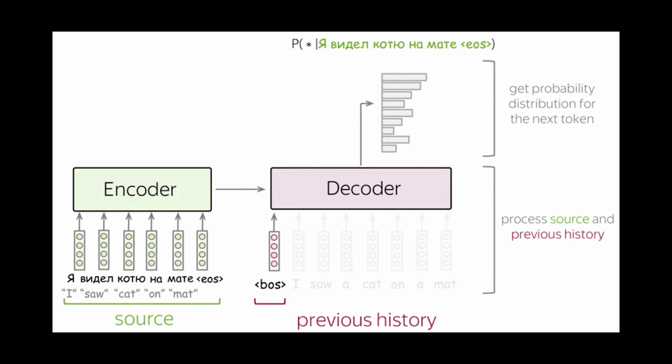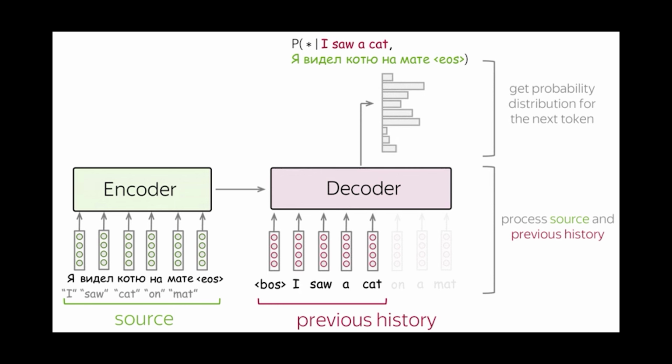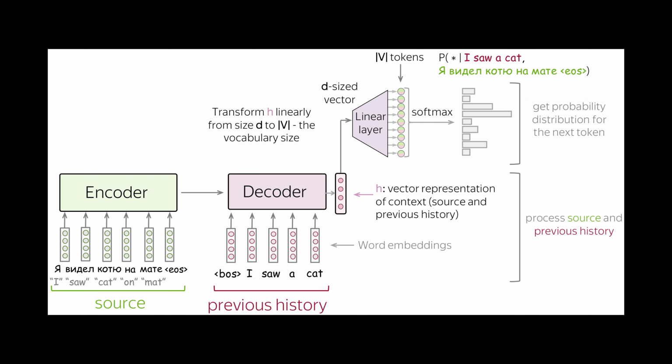The decoder is supposed to use this source representation to generate the target sequence of words. In this case, translating that Russian sentence into English, I saw a cat on the mat. The decoder doesn't just output a word directly. Instead, it generates a probability distribution over possible next words, considering both the encoder's memory and its own previous outputs. During training, we select the word with the highest probability as a predicted next token. However, in real-world use, we sample from the probability distribution to make predictions more dynamic.